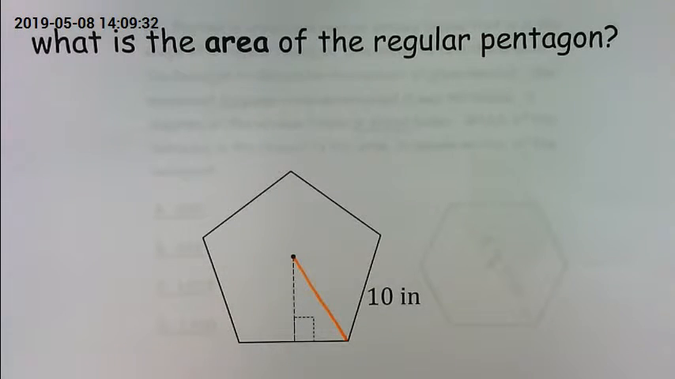On the hexagon, we can use our special right triangles. But on this one, we have to use trig. So it's not 5 for the base? 5 for the base works, that's fine.